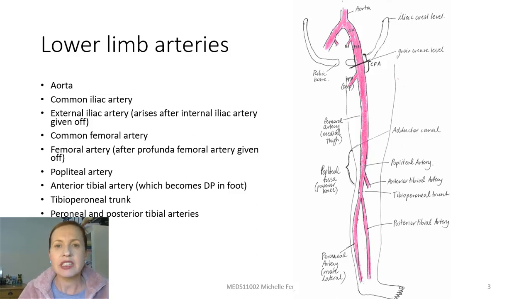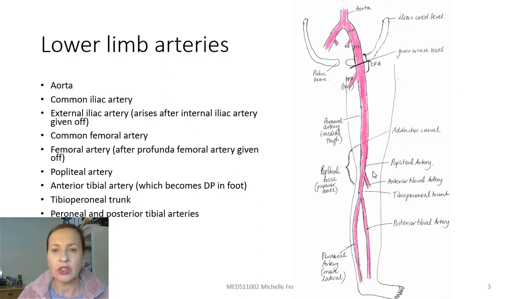And then it gives off a deep branch, and anything that's deep in arteries is called the profunda femoral, which we're not too worried about. Then the main thigh artery that we have, which runs on our inner thigh really, is called our femoral artery. And then it goes from the inside of our thigh and then around the back behind our knee. And once it goes behind our knee, it's in our popliteal fossa, and it's called our popliteal artery.